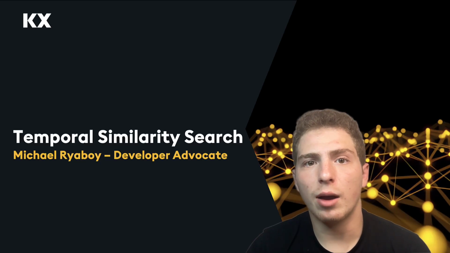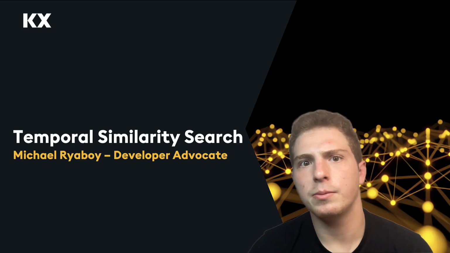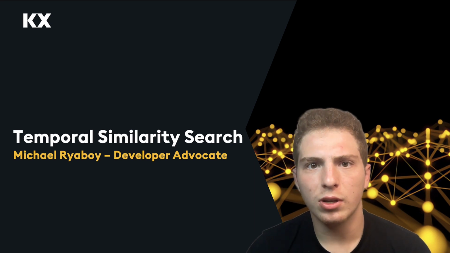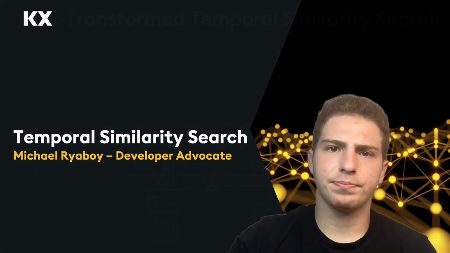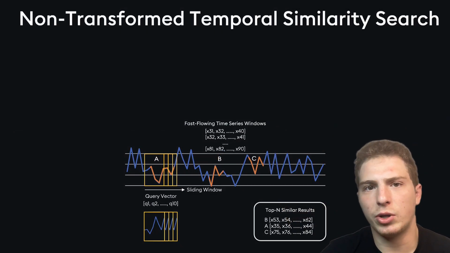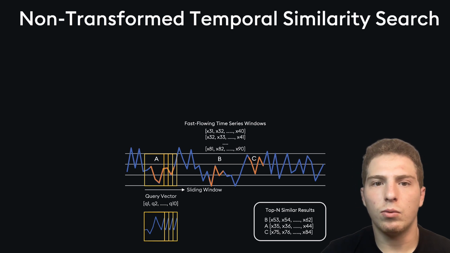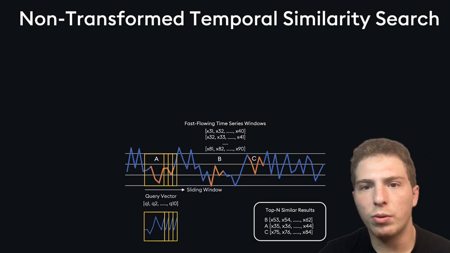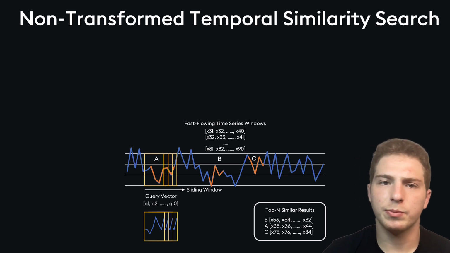Today I want to talk about temporal similarity search. Temporal similarity search is a technique that allows for the retrieval of similar patterns or sequences within time series data. There are two types of temporal similarity search that are supported in KDB.AI. One is transformed temporal similarity search and one is non-transformed temporal similarity search.